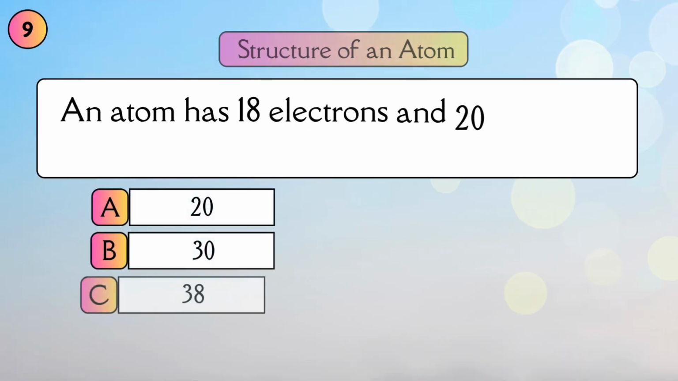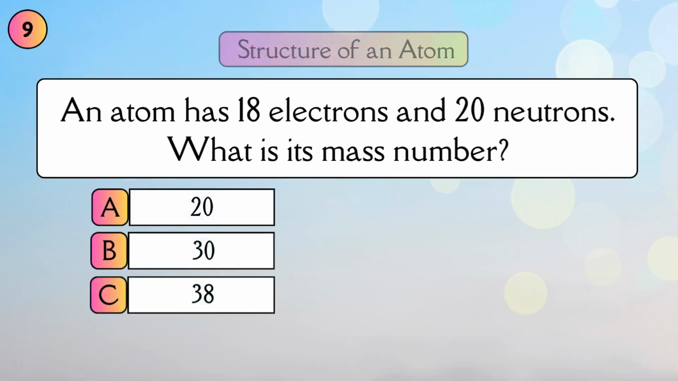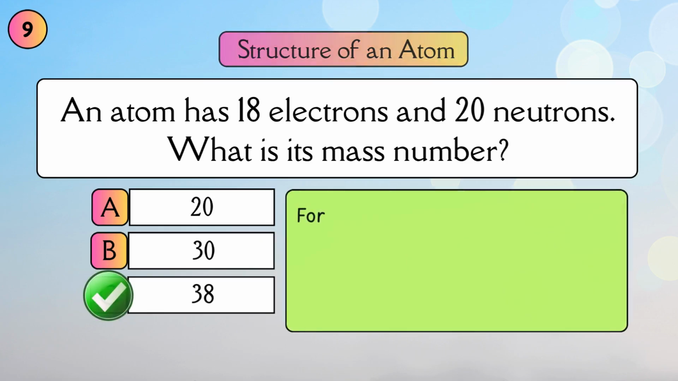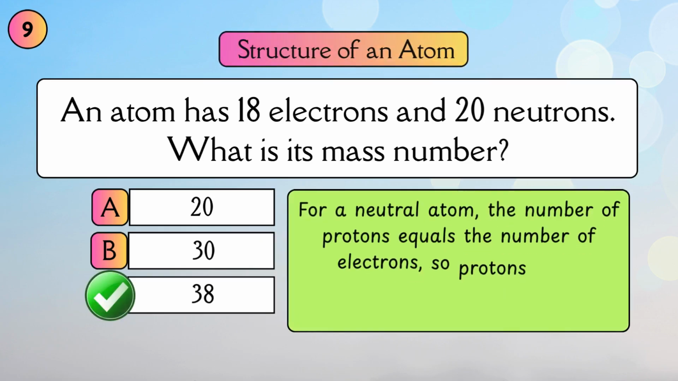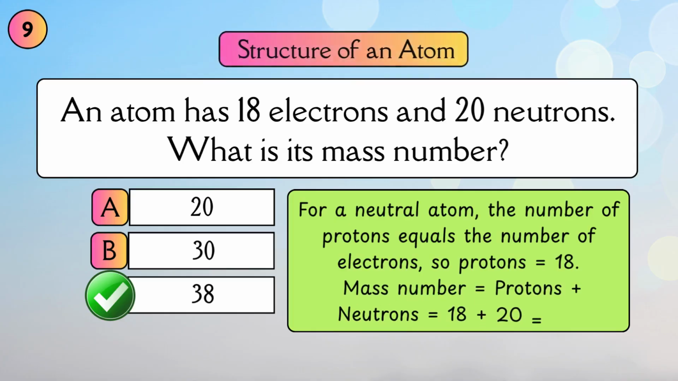The number of electrons and neutrons of an element is 18 and 20 respectively. Its mass number is. The correct answer is 38. For a neutral atom, the number of protons equals the number of electrons, so protons equals 18. Mass number equals protons plus neutrons, which equals 18 plus 20, giving the mass number as 38.